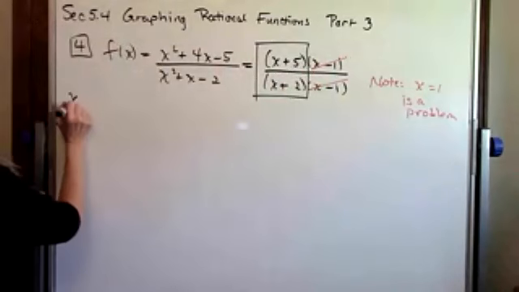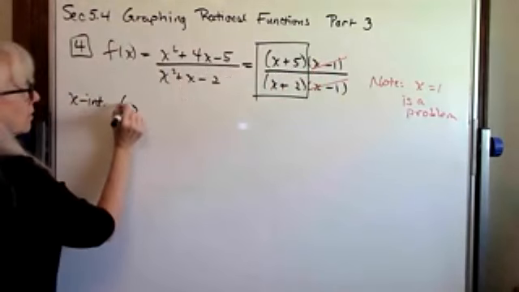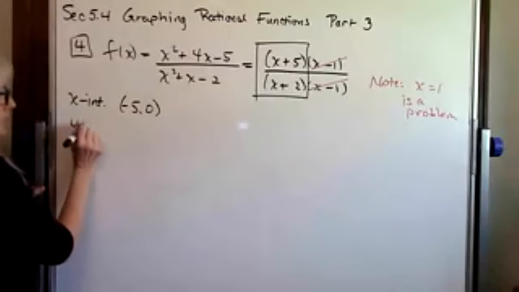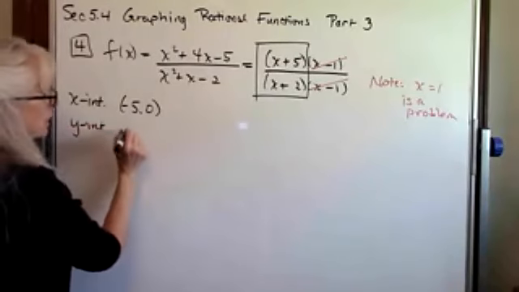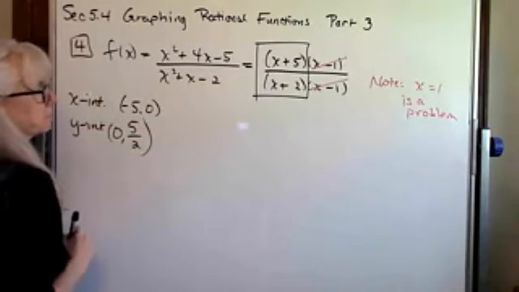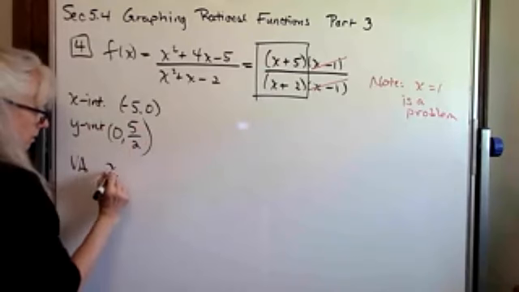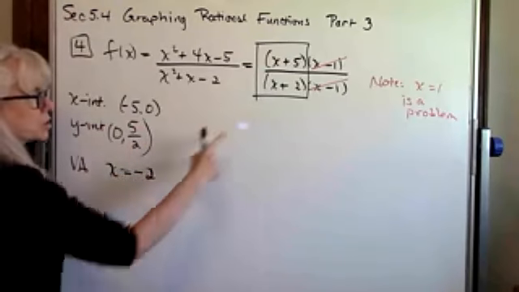So our x-intercept coming from the numerator again, that would be -5. Our y-intercept, if I let all the x's be zeros, I end up with 5 over 2, so that would be (0, 5 halves). The vertical asymptote coming from the denominator. At -2, we have issues.